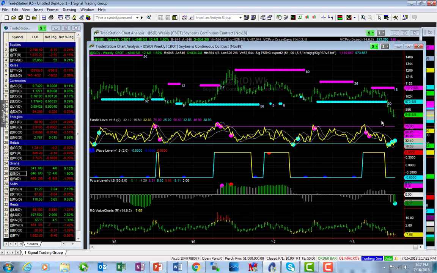Each of these bars are weekly bars for soybeans, and you can see a number of things taking place here. First, you've got the elastic level. You can see that it's been attempting to put in some type of a base. The market's been selling off, bounce. Sells off more, a bounce. A sell off again, another bounce. Usually you get three of these, you get some type of reversal.